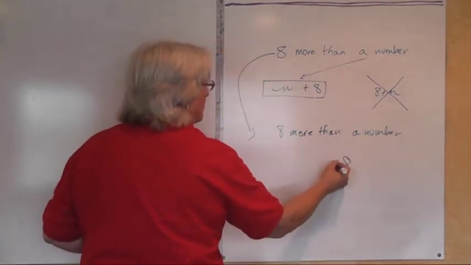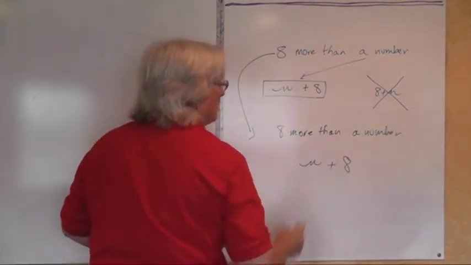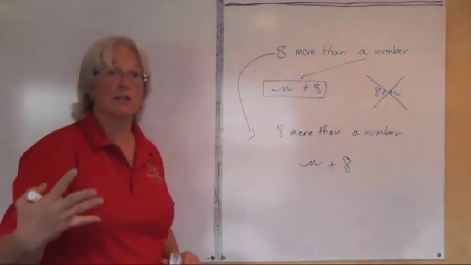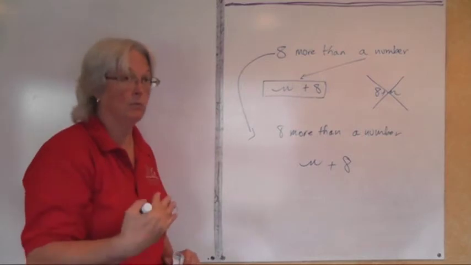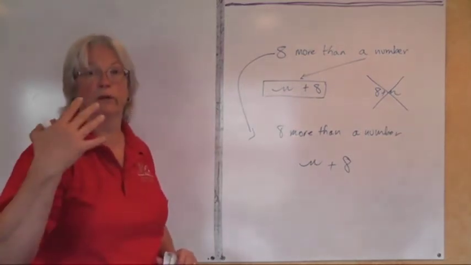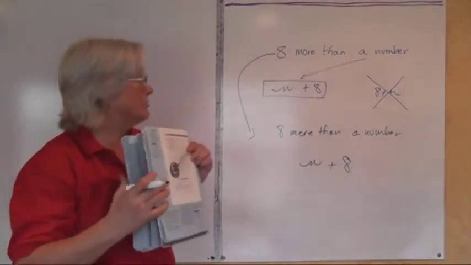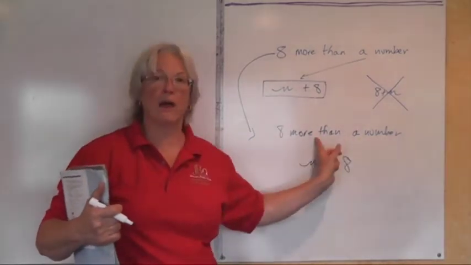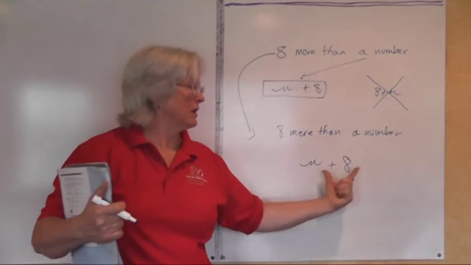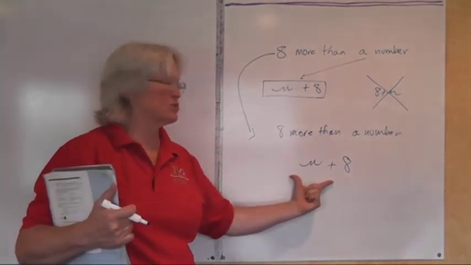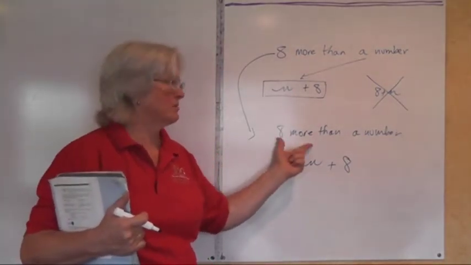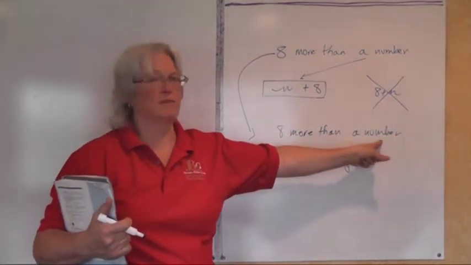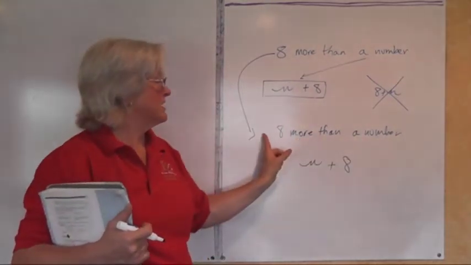8 more than a number. I write from right to left, which obviously is not the correct way to write, and we're not using Hebrew with our arithmetic. But by writing it backwards, I'm putting it in its natural order, because it's sort of spoken backwards here, because we're starting with the number. So if this is the beginning, this is the end.